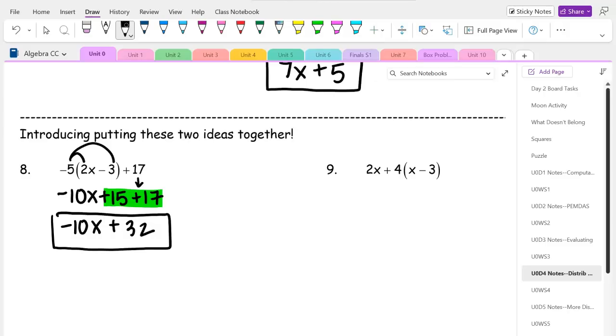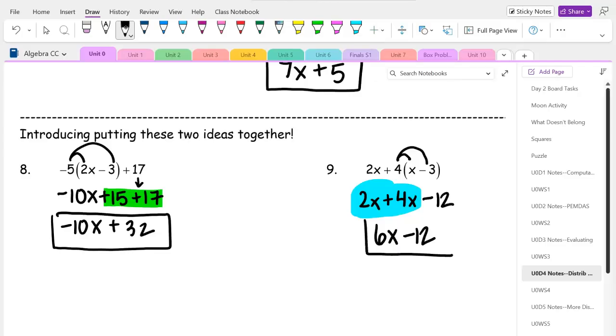All right, let's try it again. First, find parentheses. That's over here. Find your number directly with the parentheses. That's the 4. Multiply. 4 times x is 4x. 4 times negative 3 is negative 12. This 2x can just come down. Now look for your like terms. It's these guys right here. They're both x's. 2x plus 4x is 6x. And then bring down that minus 12. And there you go. That's your answer.